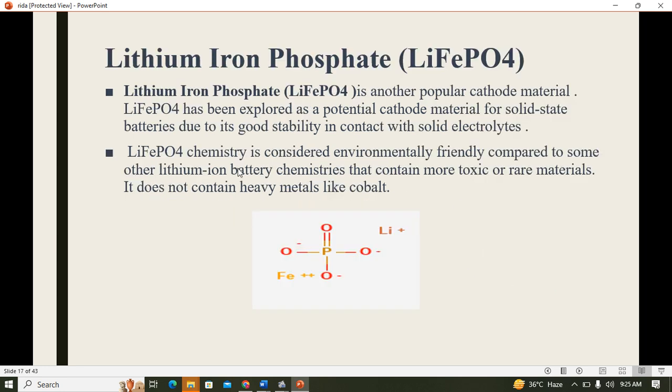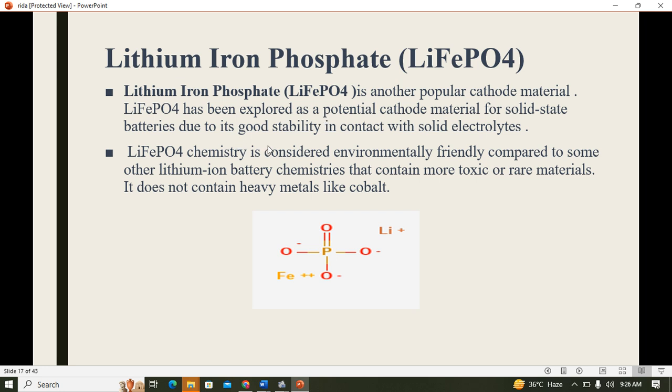Now we will discuss another cathode, which is lithium iron phosphate. Lithium iron phosphate is another popular cathode material. Lithium iron phosphate has been explored as a potential cathode material for solid state batteries. It has the speciality of good stability in contact with solid electrolytes.